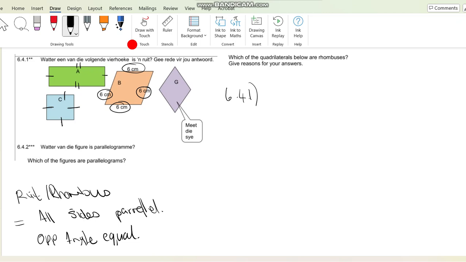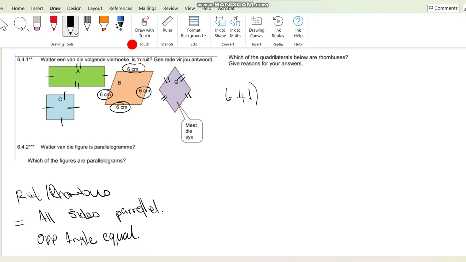If you actually go and measure these, you can pause your phone and kind of measure it on your phone, I guess, but you will see that all these sides are the same. So your answer then for 6.4.1 would be which ones are rhombuses, watter is ruite? That would be figure C, figure B, figure G, because all sides are the same.